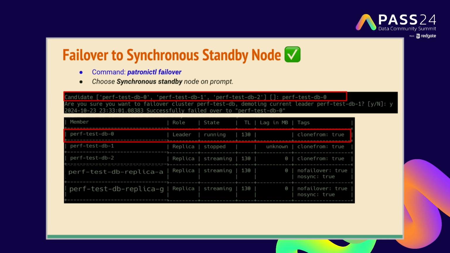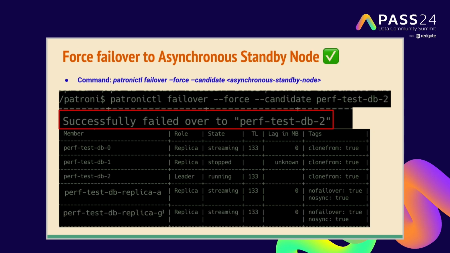Failing over to the synchronous standby node is possible. I ran patronictl failover and chose perf-testdb0, which is the current sync standby, and it asked if I want to do the failover, demoting the current leader. I said yes, and it successfully failed over, promoting perf-testdb0 to be the leader. Can I do a force failover to an asynchronous node? Yes, that's possible. When I ran patronictl failover with force and the candidate as the asynchronous standby node, it successfully failed over to perf-testdb2. So in case of failovers, a force failover to an asynchronous node is possible.